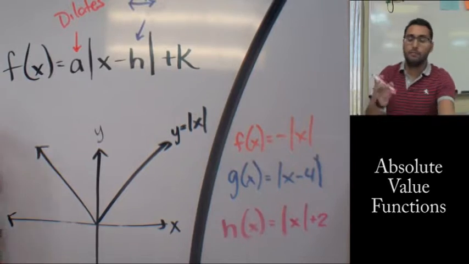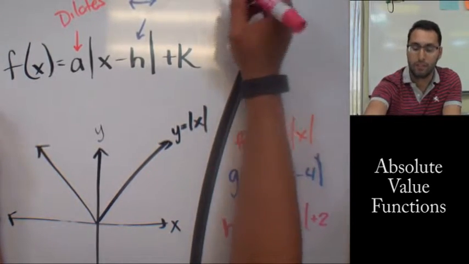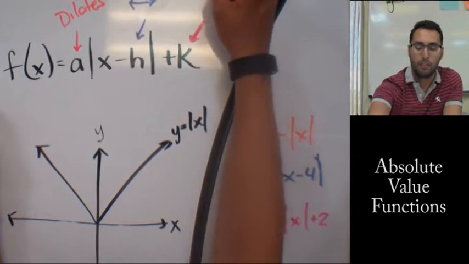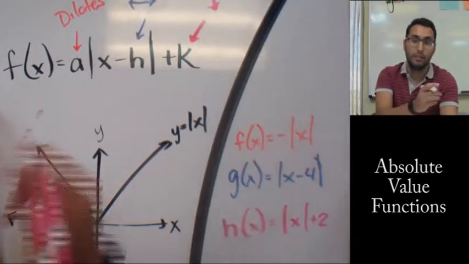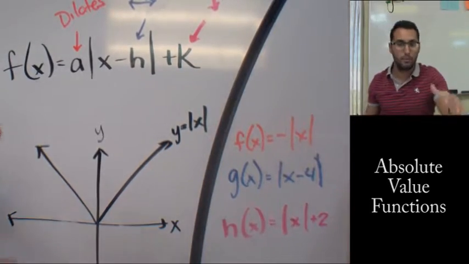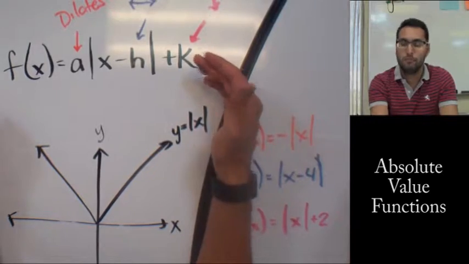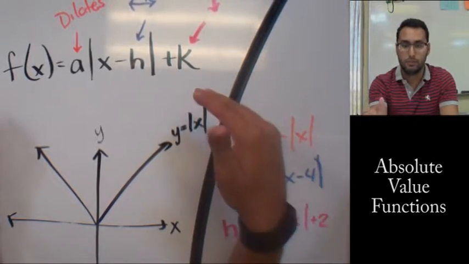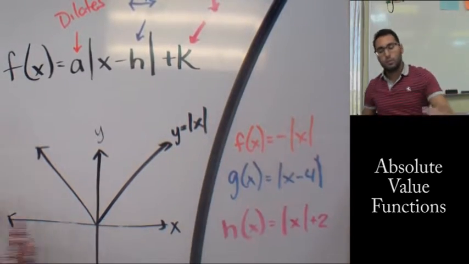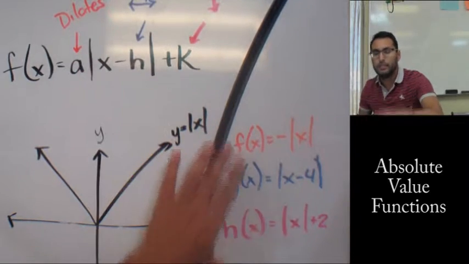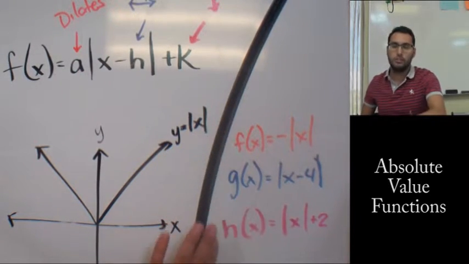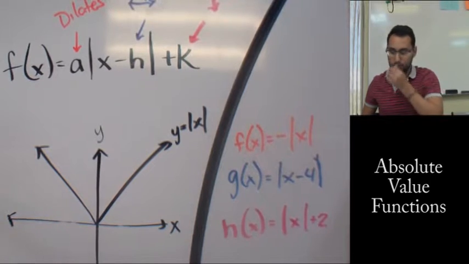And finally, the last variable that we have yet to define is the k value. What this does is move a function vertically, up and down. No opposite is happening here. If this is +5, up 5. If this is -2, down 2. So what we're going to do is use these and graph these functions in relationship to the parent graph.